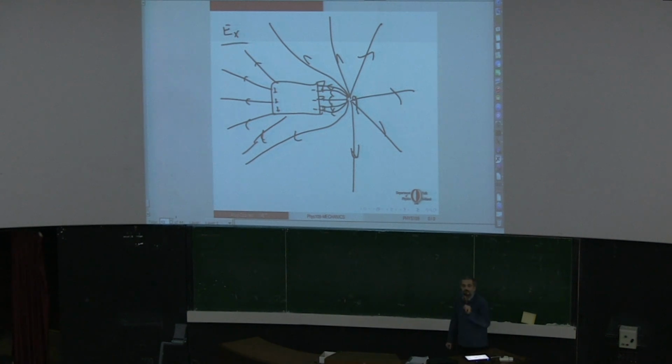And, sorry, one more thing. If you just remove some charges from here, nothing will change inside this conductor, because they are not feeling an electric field anyway. Whether the electric field is going inside the conductor or out of the conductor, the field lines have to be perpendicular to the conductor.